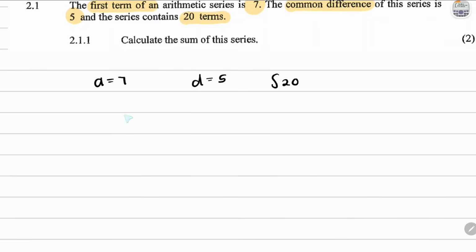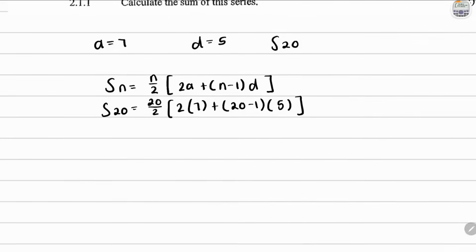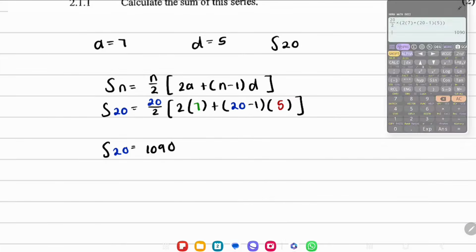Okay, so it's the sum of series formula for an arithmetic, but it's the one with D because that's what they gave you. So we're going to say Sn is equal to, and you have the formula in your formula sheet. So here it is. And then we're just going to substitute. So S of 20 terms is equal to, in place of N, that is 20 over 2 multiplied by 2A, 7, plus N, which is 20 minus 1, and then times 5, which is D. And then you can just punch that into your calculator and find the answer. And you see that that is equal to 1090. Okay, that is it for that question.